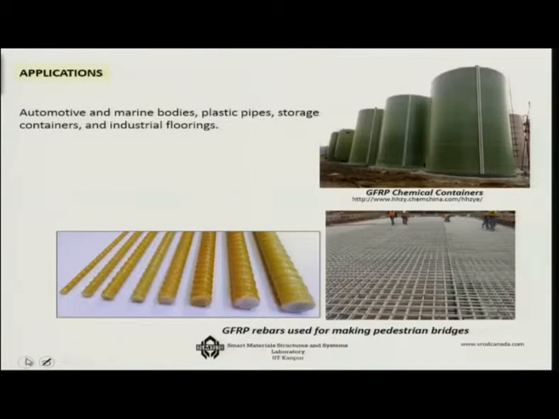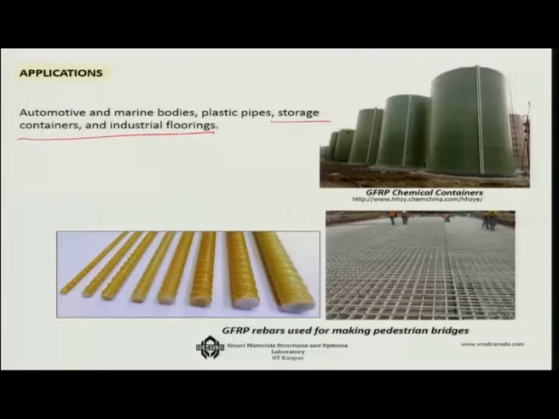There are many applications of it, like automotive and marine bodies. Many sports yachts, for example, are actually made of glass fiber reinforced plastic, because that way you can make them very light. Then there are plastic pipes, storage containers, and industrial floorings. This is a typical ribbed bar, made of GFRP rebars, which is used for making pedestrian bridges. So there are varied applications, and GFRP is coming up to be, I would say, one of the most widely used composites because of these advantages.